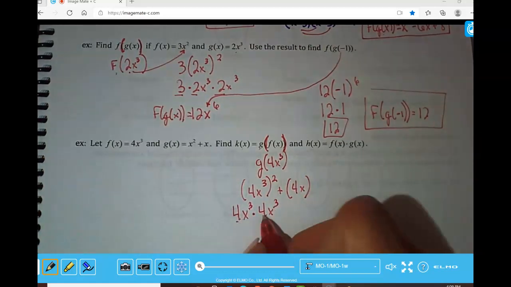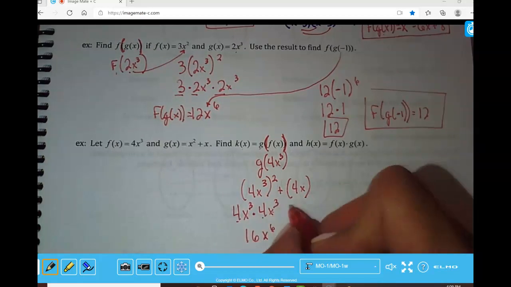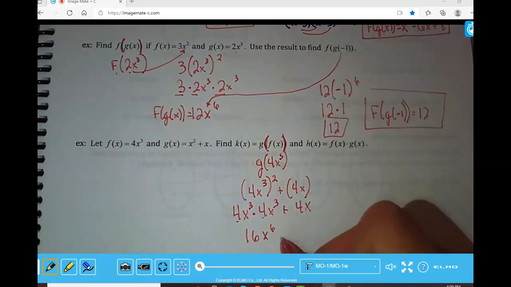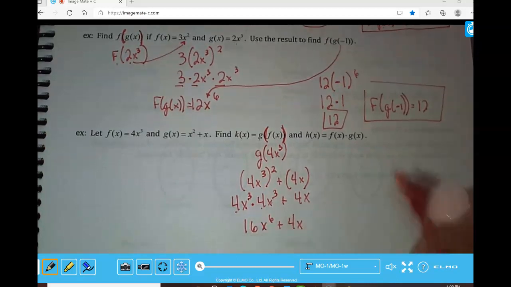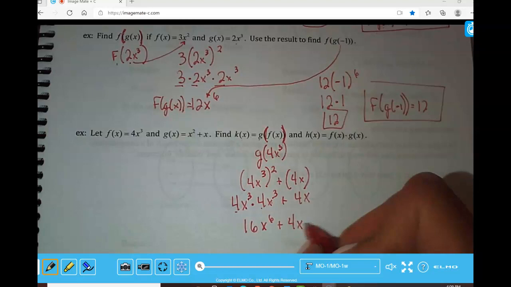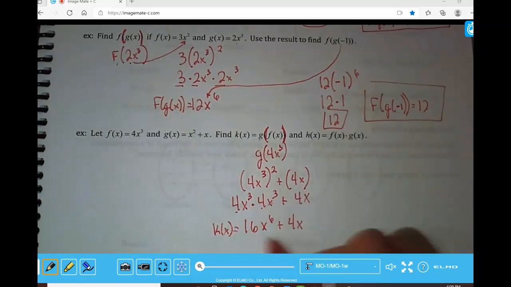So that becomes 16. x cubed and x cubed is x to the 6th. Here's the other part, just dropping down. And then that's it. These are not like terms. Remember, adding, subtracting, super picky, so that's what we get. So k of x is now this.